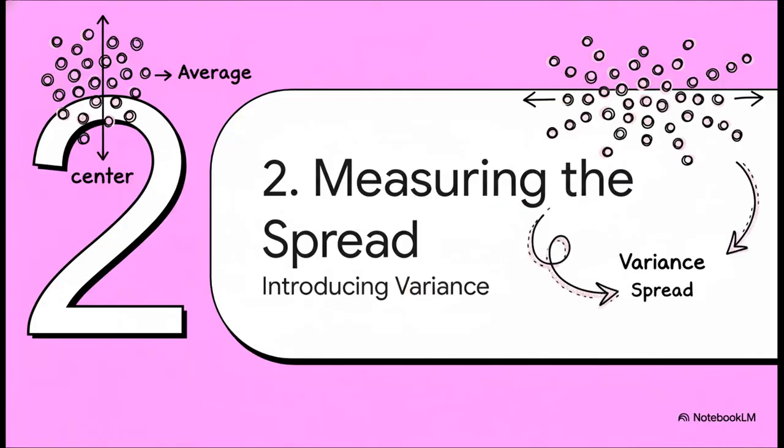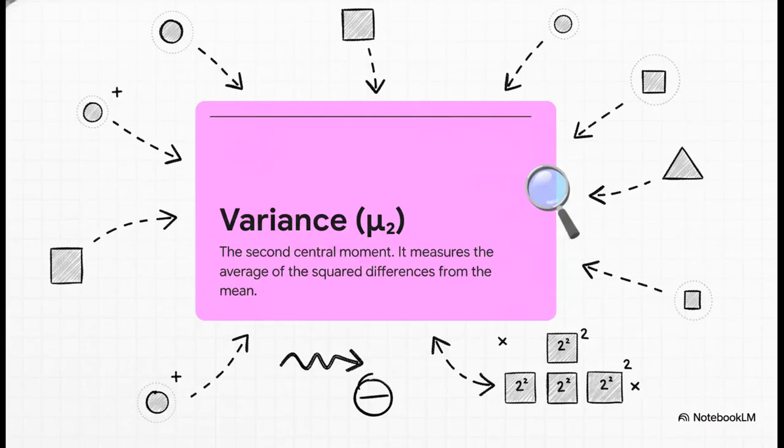And that leads us perfectly to our next big idea. If the average tells us where the center of our data is, we need another tool, something to tell us how spread out everything is. And that's where a little something called variance comes into play. Okay, so the official term is variance.